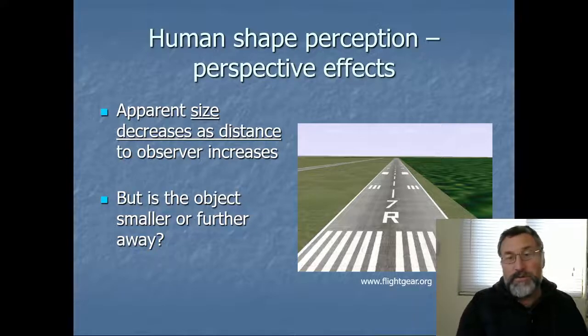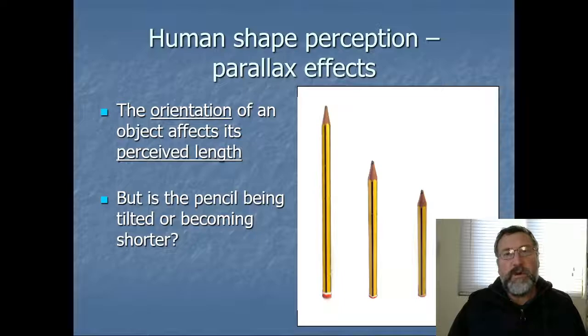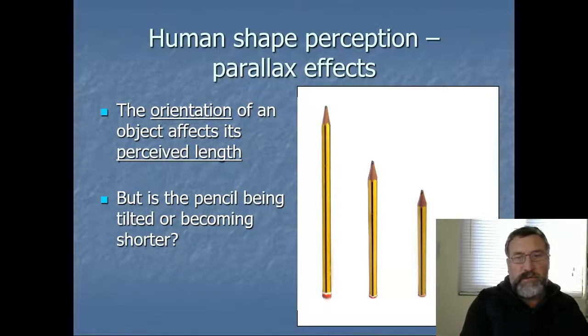But yeah, anyway, of course, that's perspective. And then, of course, we've got parallax effects. The orientation of an object affects its perceived length. But is the pencil becoming tilted or is it getting shorter? It could be a little optical illusion, or it can be difficult to determine these things sometimes.